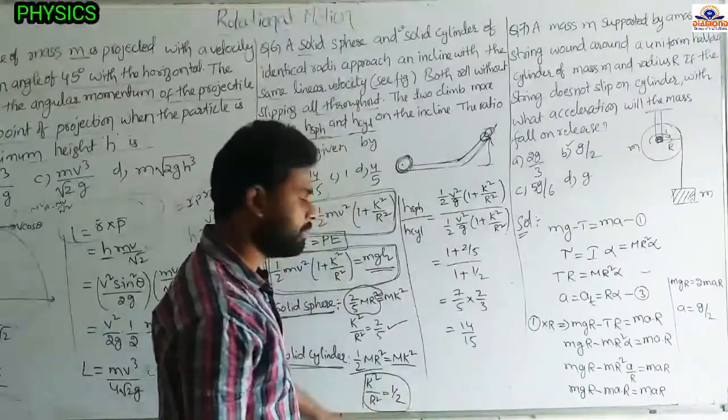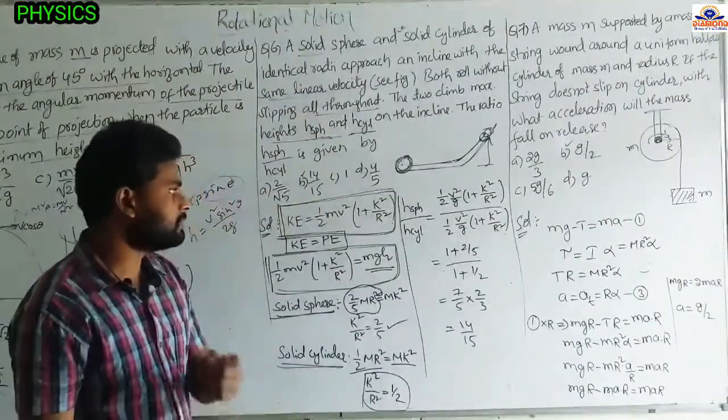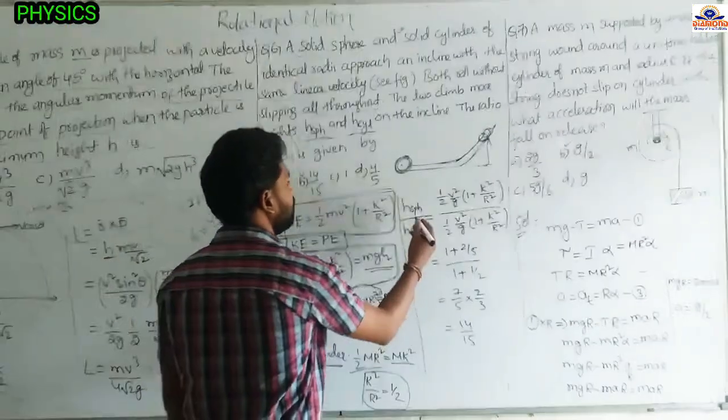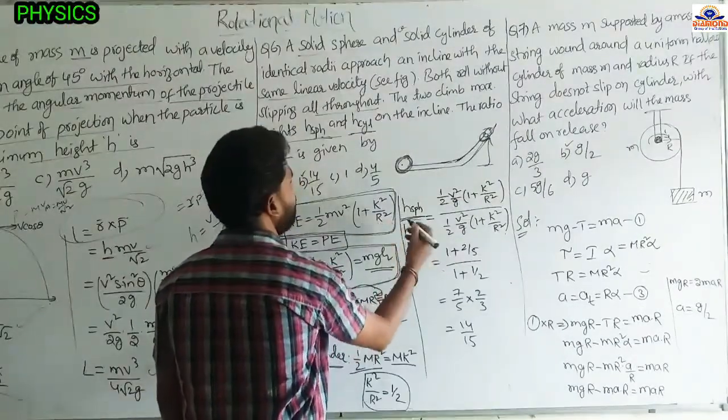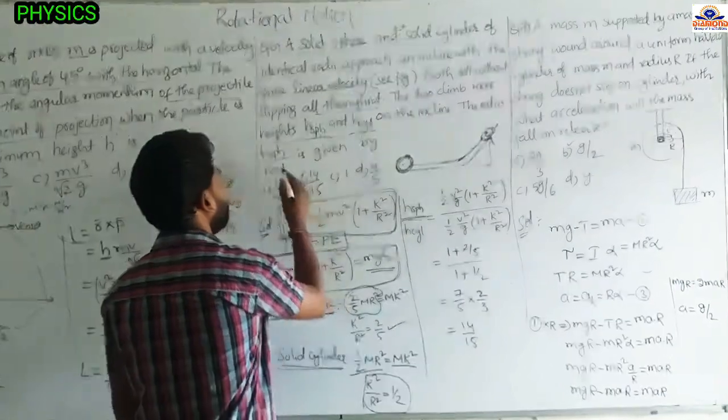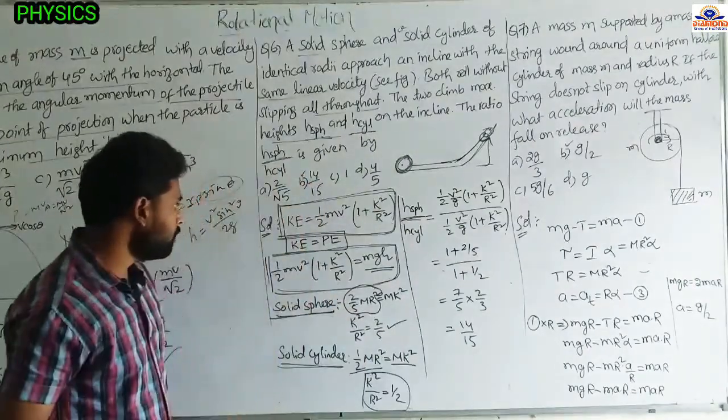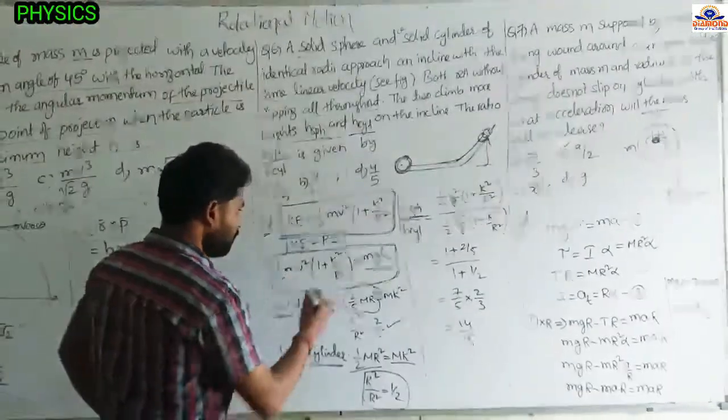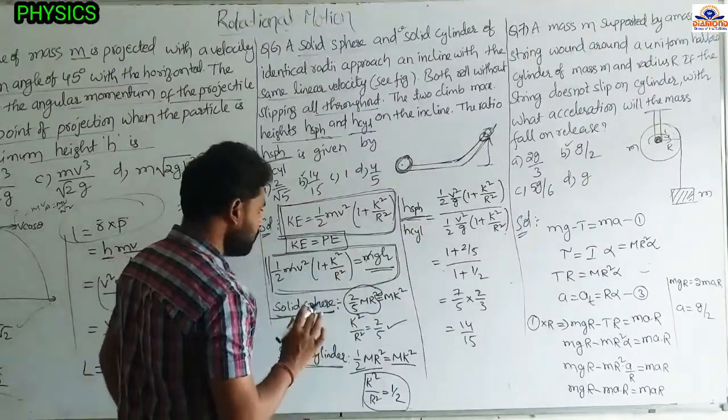Like this, you have to remember all these values, so it will take less time. Now, the ratio of the height of the sphere to the height of the cylinder, maximum, they are asking this. So now from this equation, see, mass on both sides will be cancelled out.